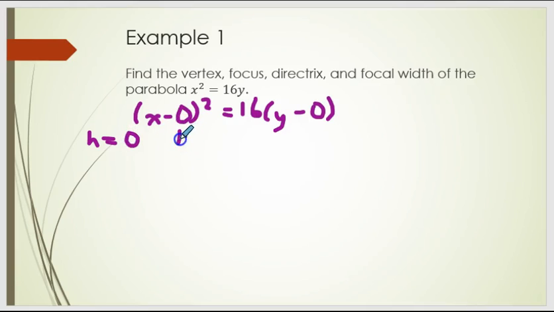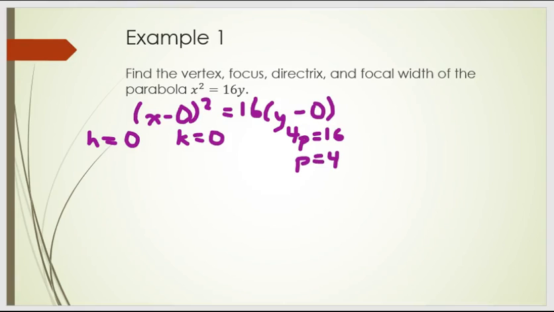What is k? So the number that's being added or subtracted from the y variable is also 0. And then the number that's out front, whatever's being multiplied by the first power variable, whether it's an x or a y, will change. So this number is 16, and that's what 4p equals to. So 4p is equal to 16. Then we just need to divide both sides by 4, and that gives me that p equals 4.